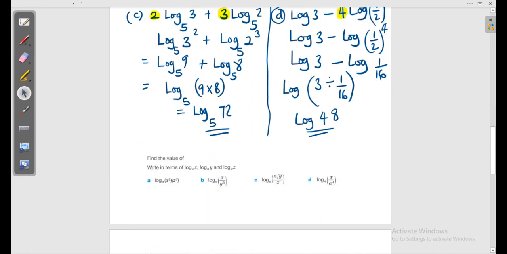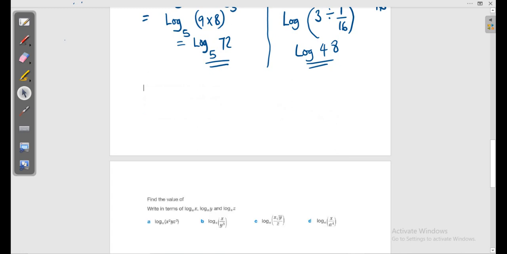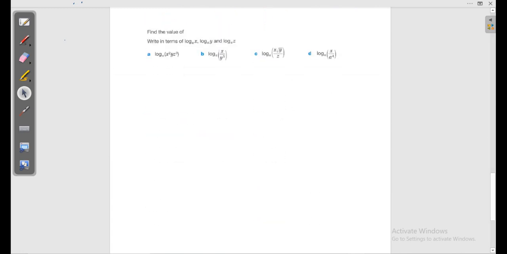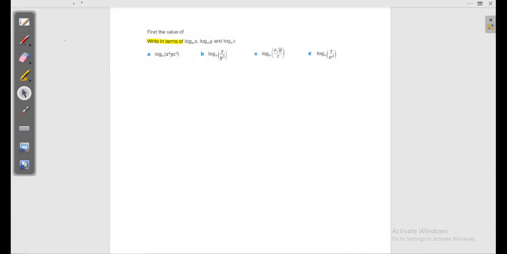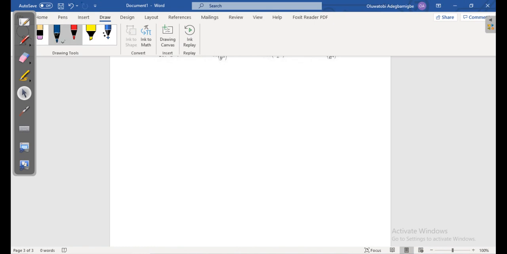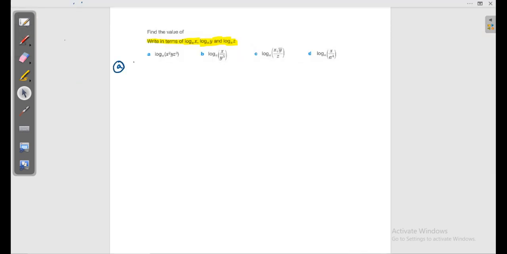Okay, so let's see another kind of question. Now this question says we should find the value of the following, but that we must write our answer in terms of log a base x, log a base y, and log a base z. So let's take a start. Please note, x squared y z cube means x squared times y times z cube. So which is log a into bracket x squared times y times z cube.